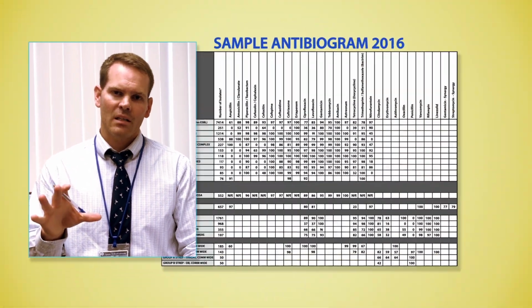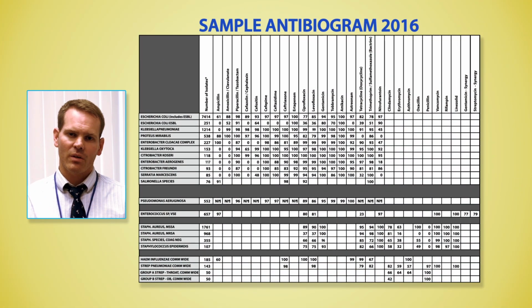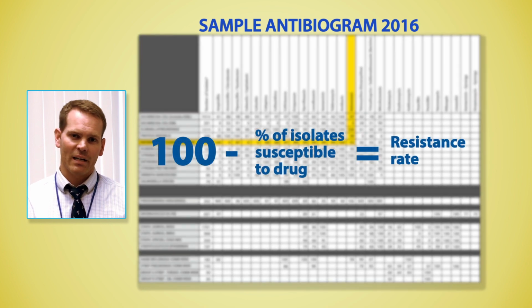In terms of reading an antibiogram, you'll see there's both drugs and organisms. The organisms are arranged in rows across the table, and in the columns you'll see common antibiotics. So simply to find the rate of susceptibility for a particular organism against a certain drug, all you do is follow the row over, the column down, and where they intersect is the percent of those isolates that are susceptible to that particular drug. Conversely, you subtract that from 100, and that's the resistance rate.